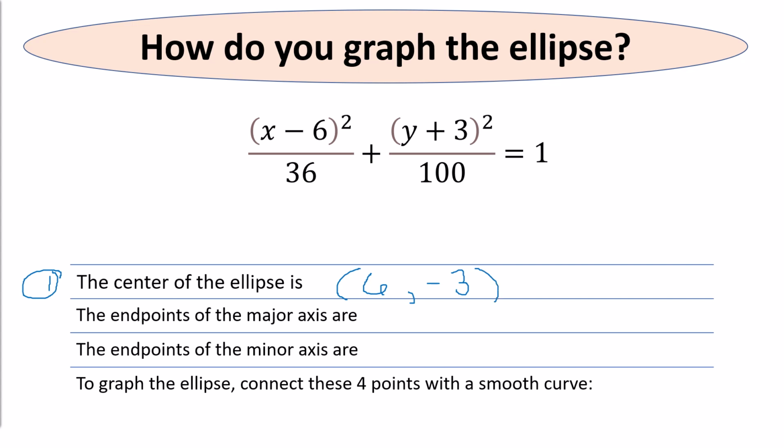The endpoints of the major axis. Major is always going to go with the A. So let's put A squared here. Take the square root of both sides to find A is equal to 10. So remember, larger number defines the major axis. So we're going to add or subtract 10 from the y coordinates. We're going to leave the x coordinates alone.